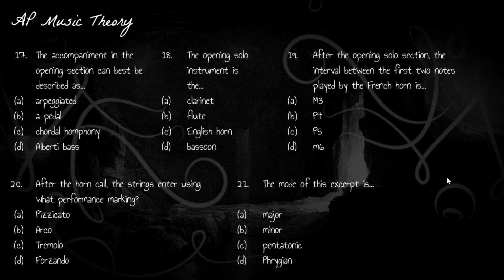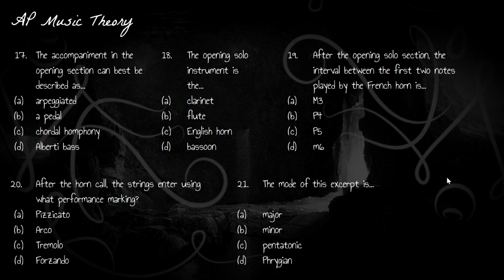Question 18. The opening solo instrument is the A. Clarinet, B. Flute, C. English horn, or D. Bassoon. Question 19. After the opening solo section, the interval between the first two notes played by the French horn is A. Major third, B. Perfect fourth, C. Perfect fifth, or D. Minor sixth.